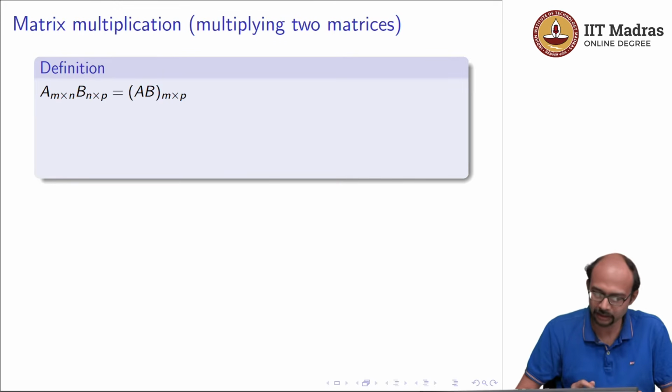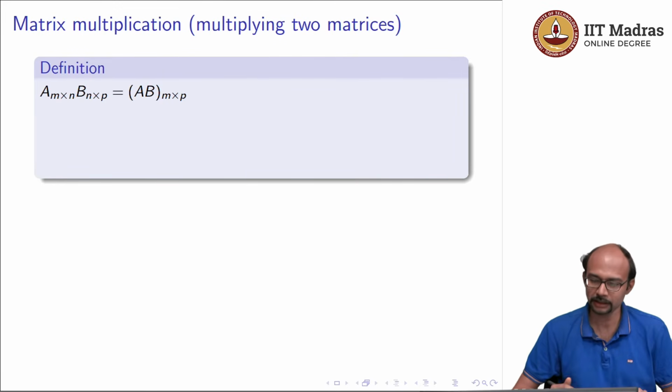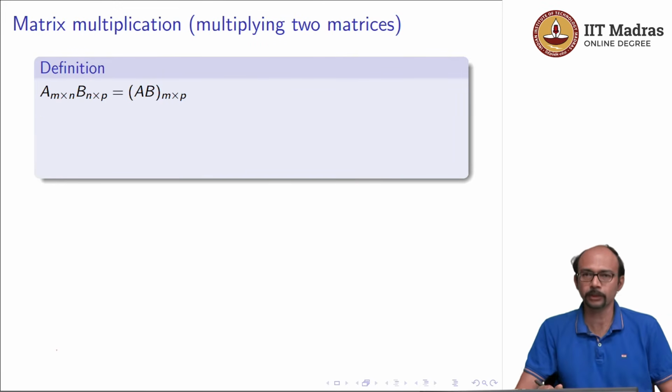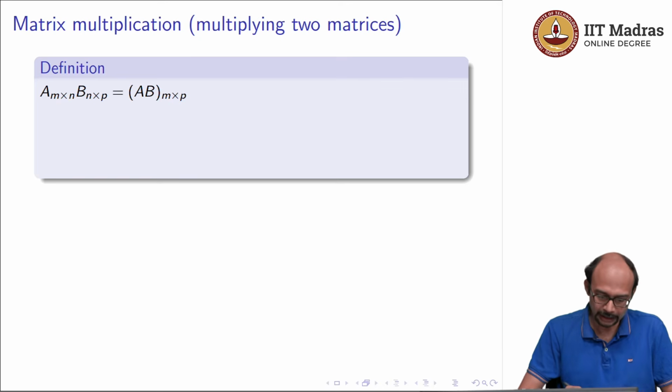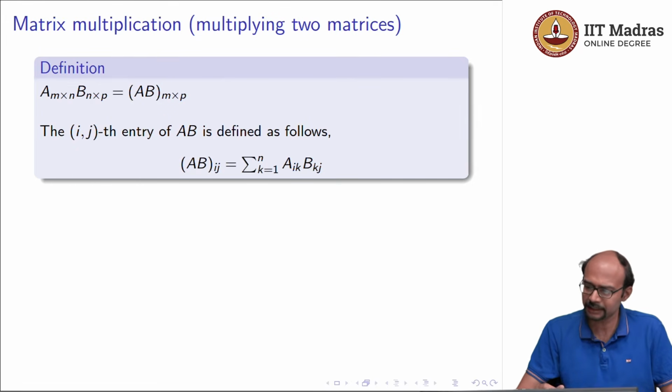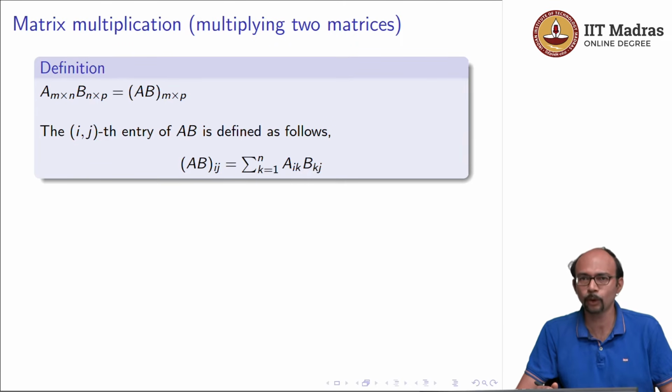With this caveat, let's define matrix multiplication. Here you have two matrices. The first one has size m by n and the second one has size n by p. Then the product has size m by p. So m is the number of rows of the first matrix and p is the number of columns of the second matrix. How do we define the ijth entry of AB? For the ijth entry, you look at the ith row of A, look at the corresponding entries of the jth column of B, multiply those and add them up.